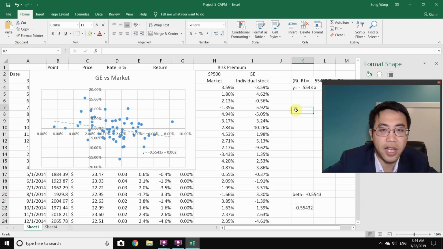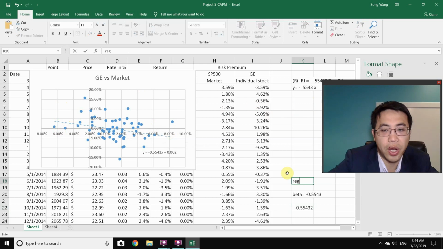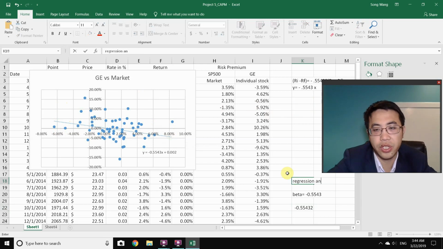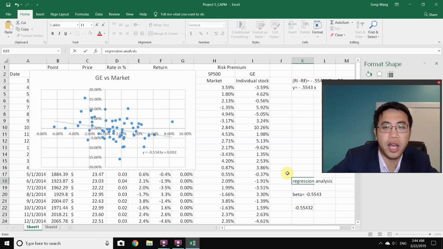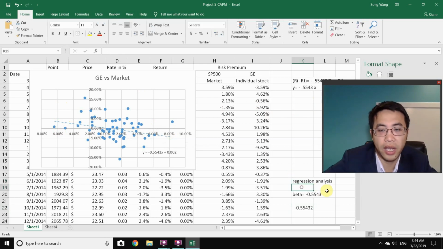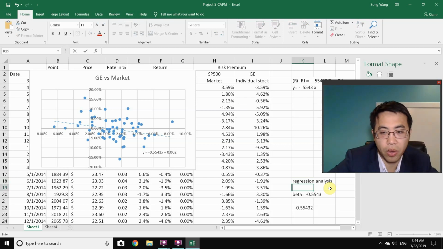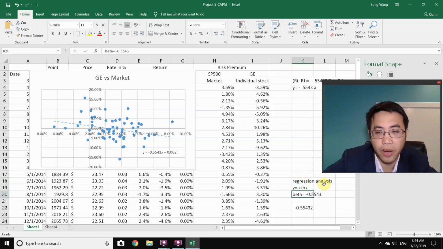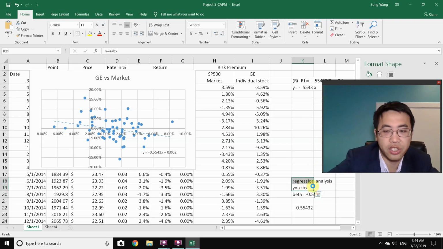The third method is actually required to do regression analysis. Regression analysis basically follows the same whole idea. You're going to use the y value, and it equals a plus b times x. So that's the whole idea of regression analysis.